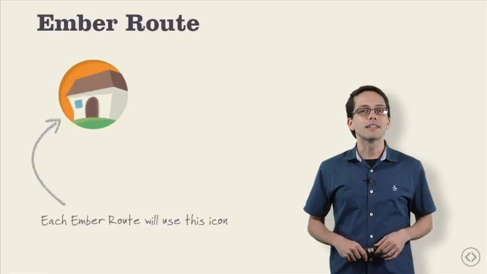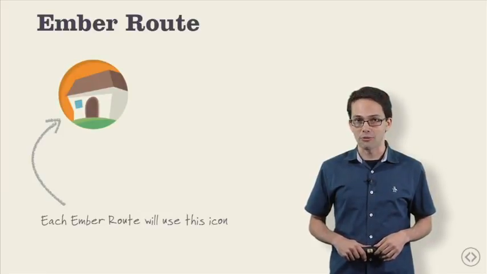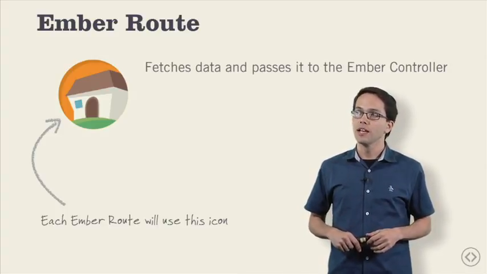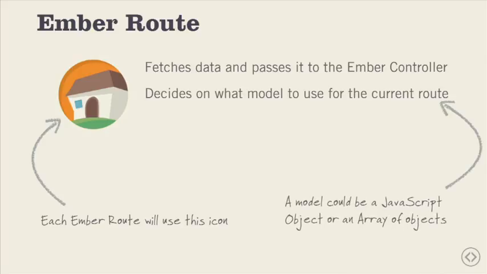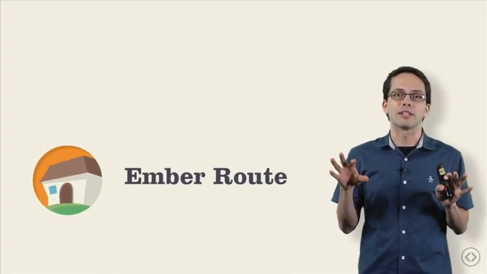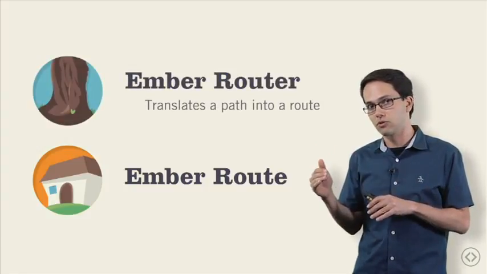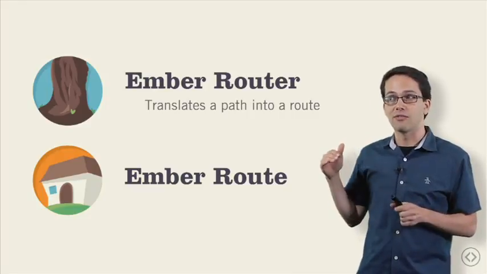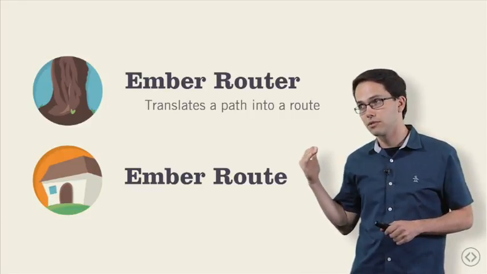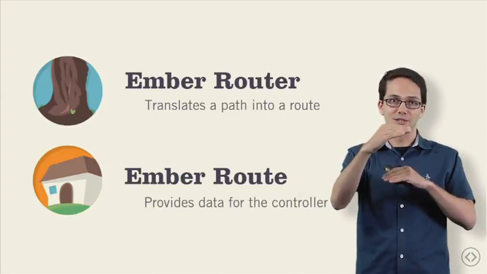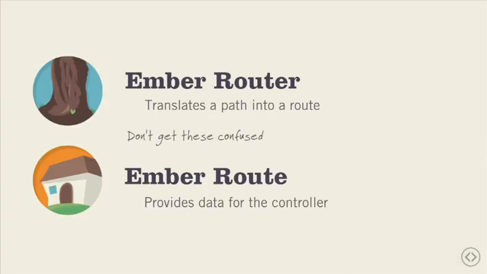To properly do this, we're going to need another component called a route. A route fetches data and passes it to the Ember controller. It also decides what model to use in the current route, and it also decides what template to render to the screen. Just to review, every Ember application has one Ember router, which translates paths into routes. Every application can have multiple Ember routes that provide data for the controllers. Now these are two separate components. Don't get them confused.